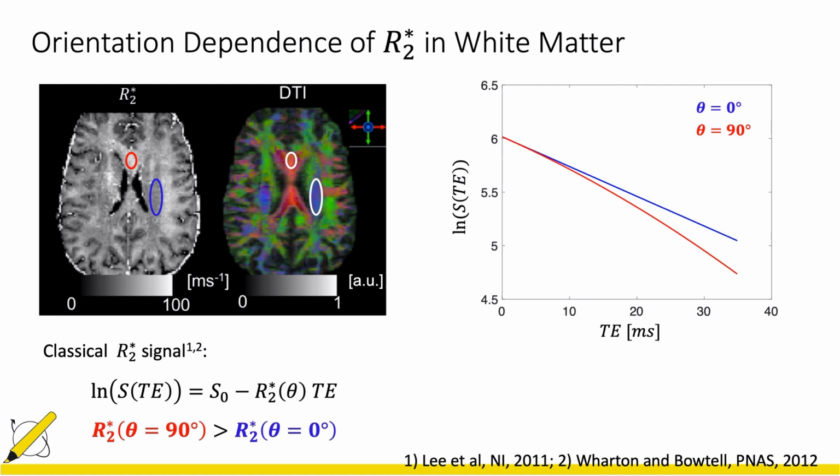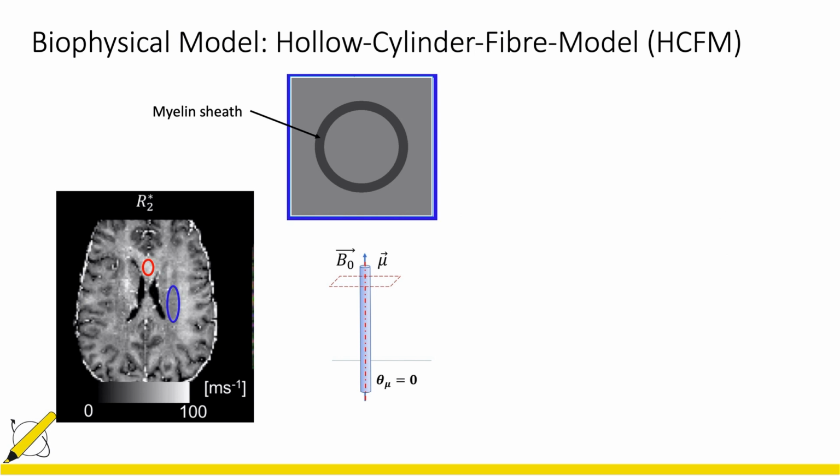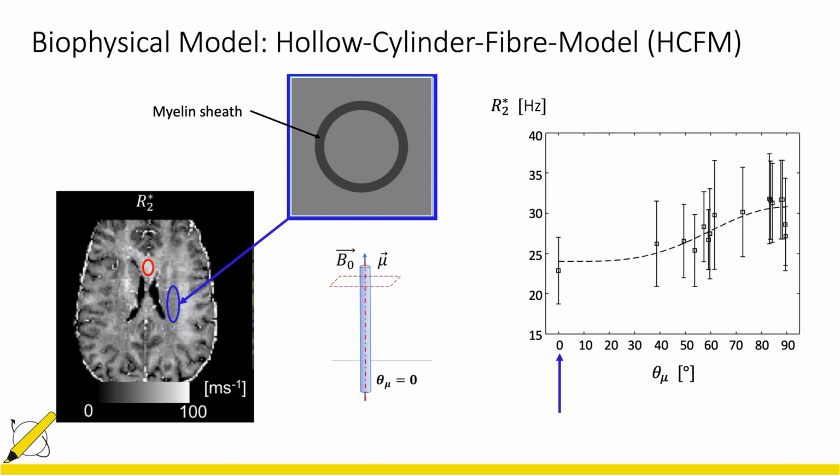In the temporal decay of the signal, this would show up as illustrated schematically by the different slopes of the red and blue curves. The effect could be explained by Wharton and Bowtell using a biophysical model in which the white matter fibers are represented as hollow cylinders featuring a myelin sheath with transverse anisotropic magnetic susceptibility. Depending on their local orientation, the cylinders cause different microscopic magnetic field distortions, leading to spin dephasing, which impacts R2 star. The least distortions are observed for cylinders parallel to the main field.